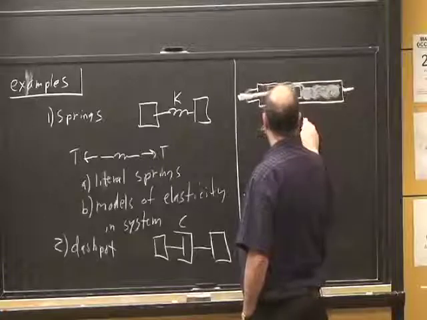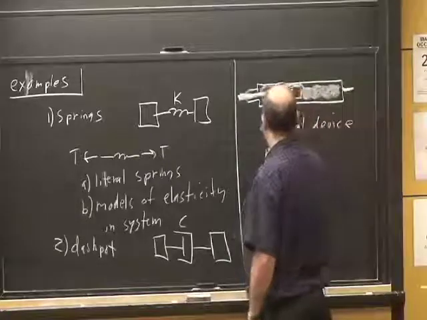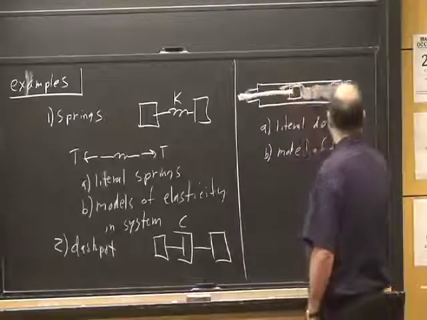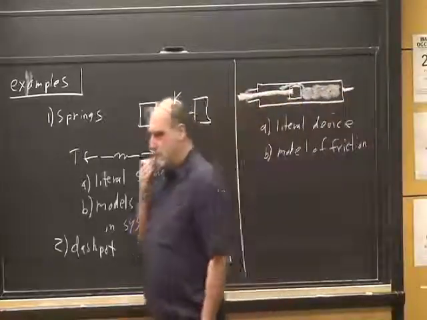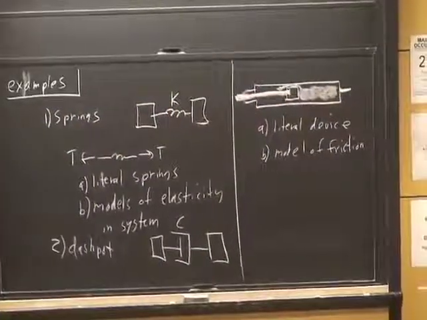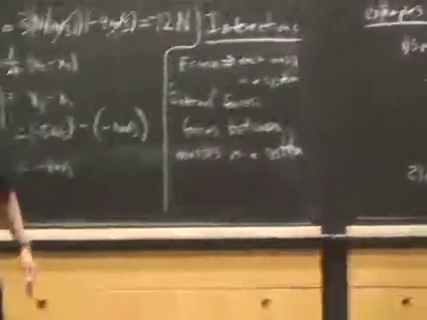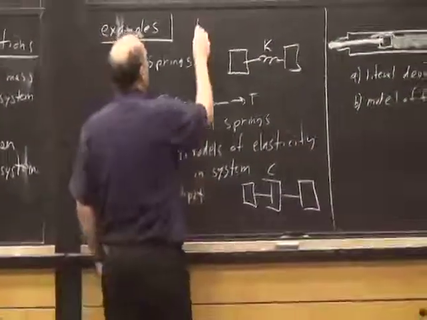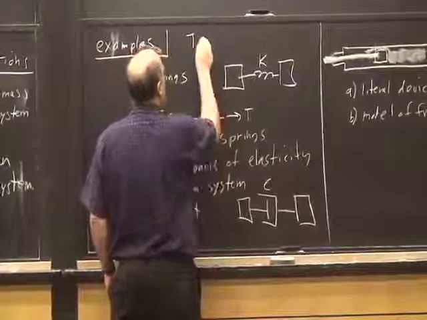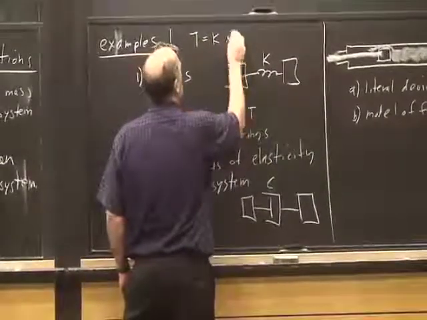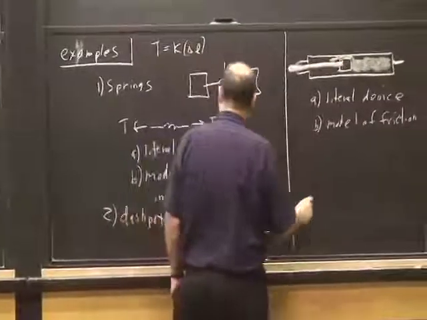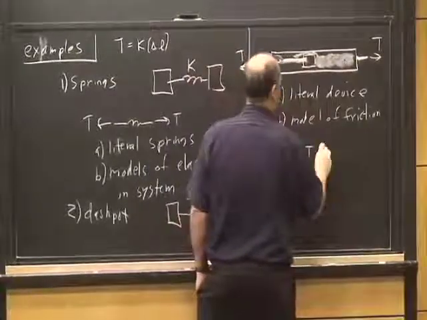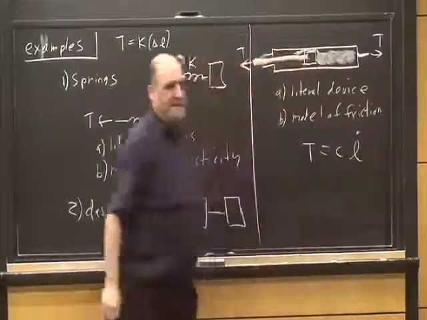One is as a literal device, and the other as a model of friction. And usually it's not that great a model of friction, because friction is more complicated. Friction is often like dry friction, which is more or less independent of velocity, or if it's velocity dependent, it often goes as velocity squared. The model here for springs is that this tension follows k times the change in length. The model here for this dashpot is that the tension is equal to c times the rate of change of length, and it doesn't matter how long the thing is.